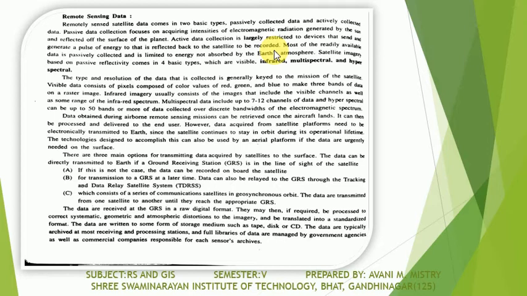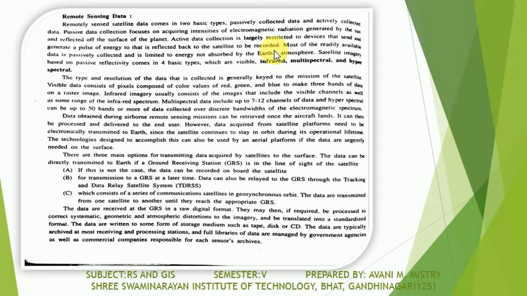Most of the readily available data is passively collected and is limited to energy not absorbed by the Earth's atmosphere, and satellite imagery based on passive reflectivity comes in four basic types, which are visible, infrared, multispectral, then hyperspectral. The type and the resolution of the data that is collected is generally keyed to the mission of the satellite. Visible data consists of pixels composed of color values of red, green, blue to make the three bands of the data on a raster image.